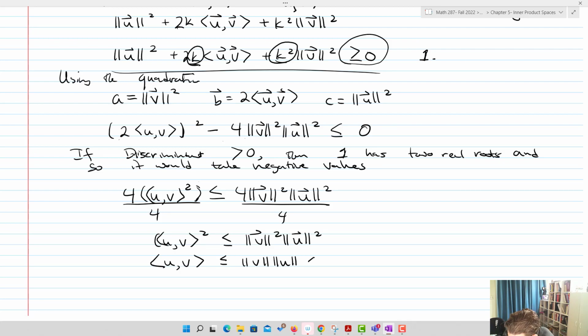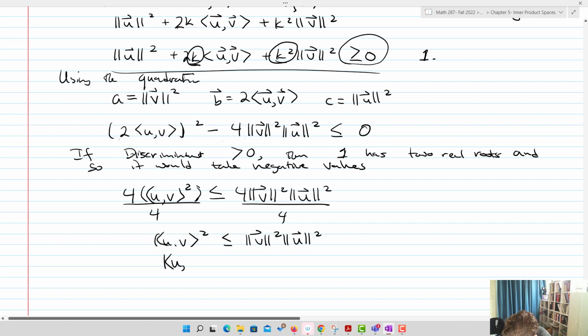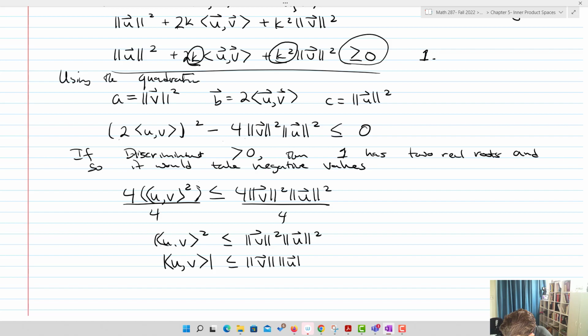But also, don't forget, when I take the square roots off, I have to account for the fact that I'm going to have the absolute value. So the absolute value of uv is less than or equal to the norm of v times the norm of u. And that is our Cauchy-Schwarz inequality.